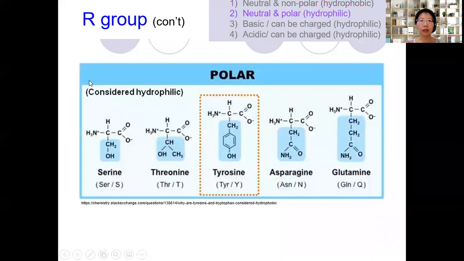Next, these are the polar R groups. They are still neutral. So remember, polar means uneven distribution of charge. So you can see that this group here, OH, is polar, right? But overall there is no positive or negative charge. So all these are polar, right? This is polar.